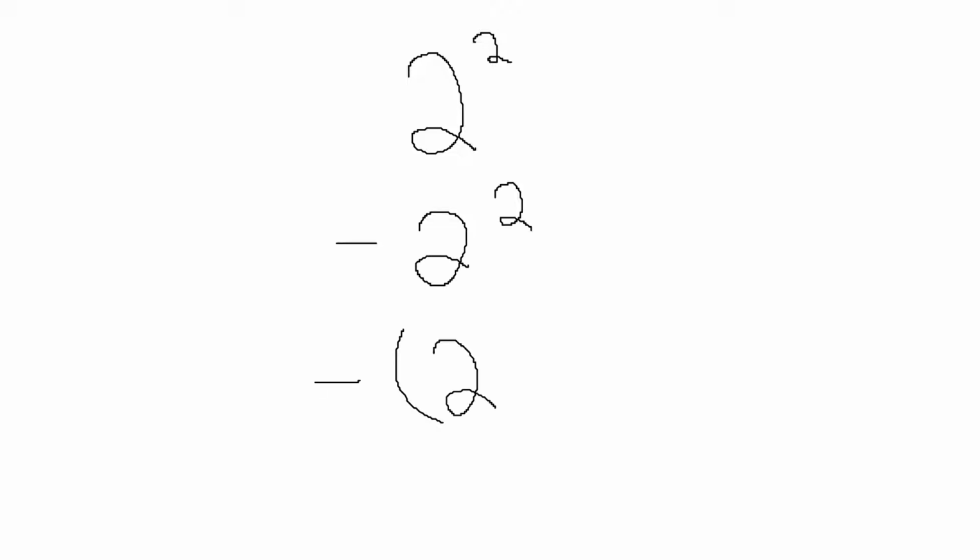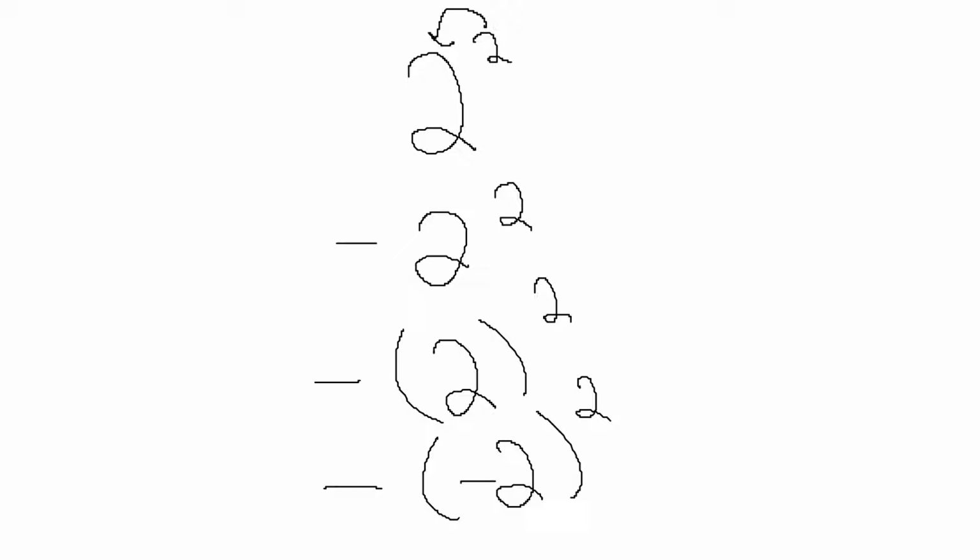Okay, I want to point out one thing here. You need to pay attention to parentheses when we're dealing with exponents. So if I have 2 squared versus negative 2 squared versus negative parenthesis 2 squared, let's talk about all of these things. The exponent only affects what is directly in front of it. So in this case, I'm squaring the 2. 2 times 2 is 4.